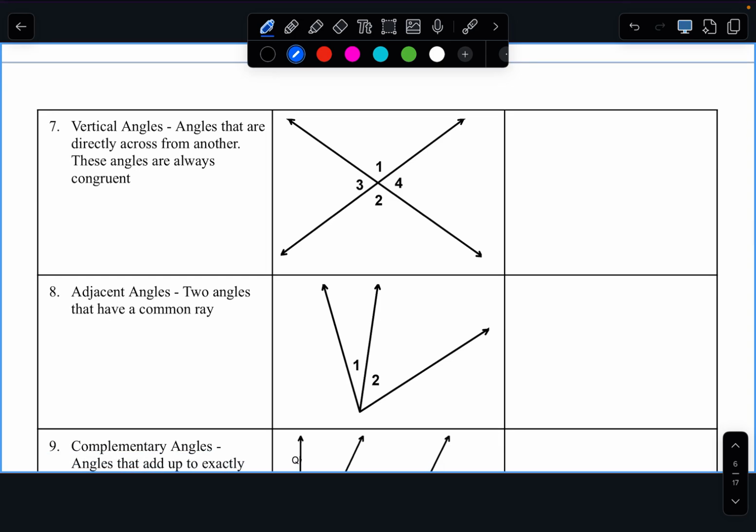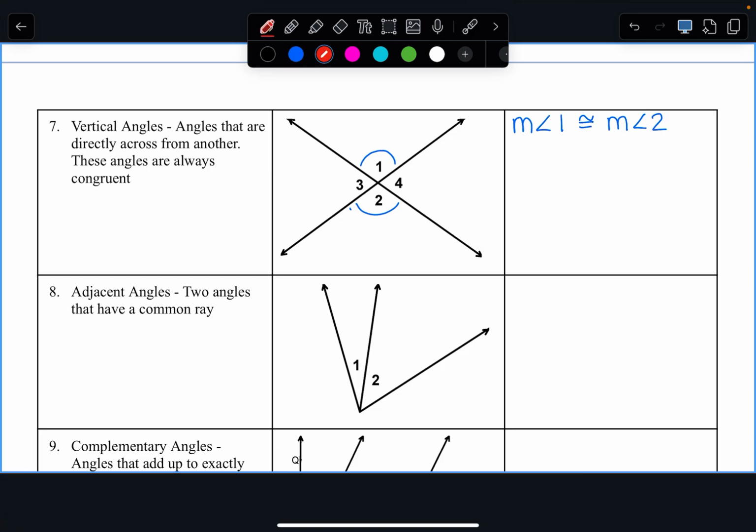Vertical angles are angles that are directly across from one another. They are always congruent. So angle 1 is congruent to angle 2. And we show that by having one curve for each that shows that those two angles are congruent. So measure of angle 1 is congruent to the measure of angle 2.